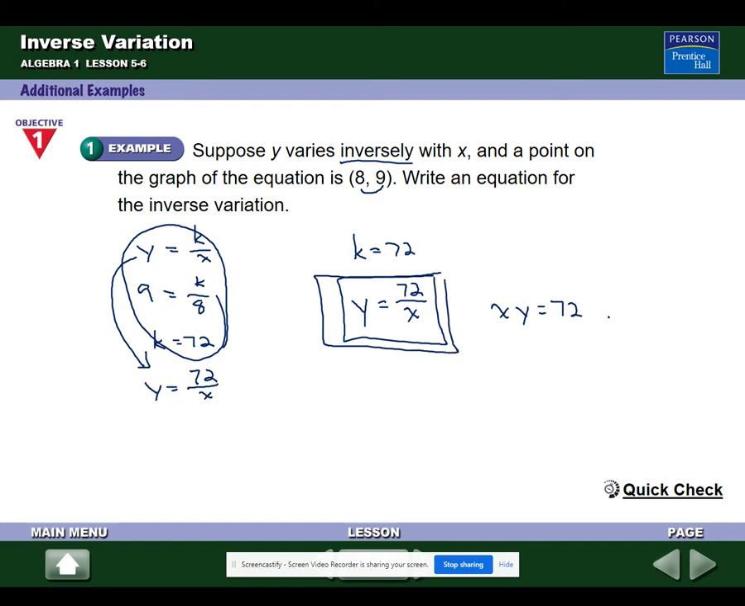We like this for inverse variation. I think even the answer document does this. Sometimes I don't like it, but I tend towards this. Okay, next example.